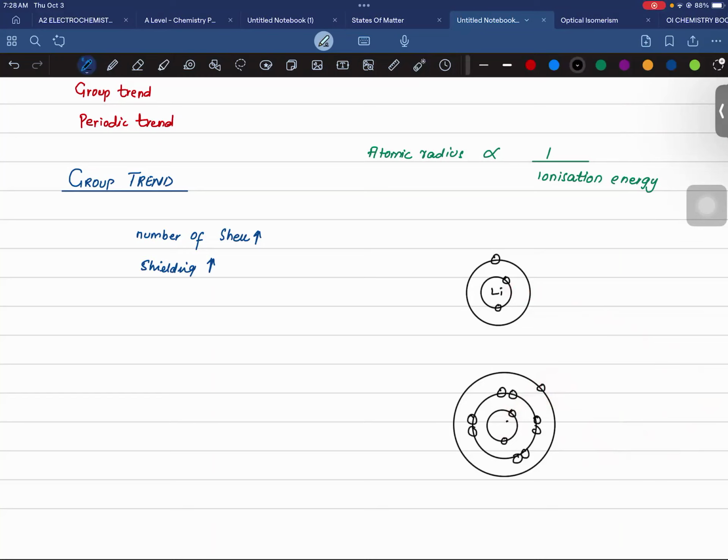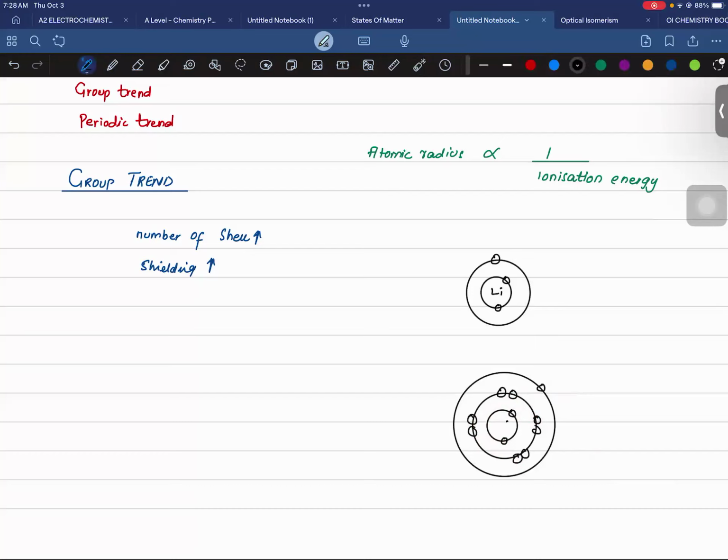So as the inner shells increase, the electrons would be repelling each other badly. Ultimately, when the electrons repel each other, they would be pushing each other. As a result of this, the atomic size is going to increase.